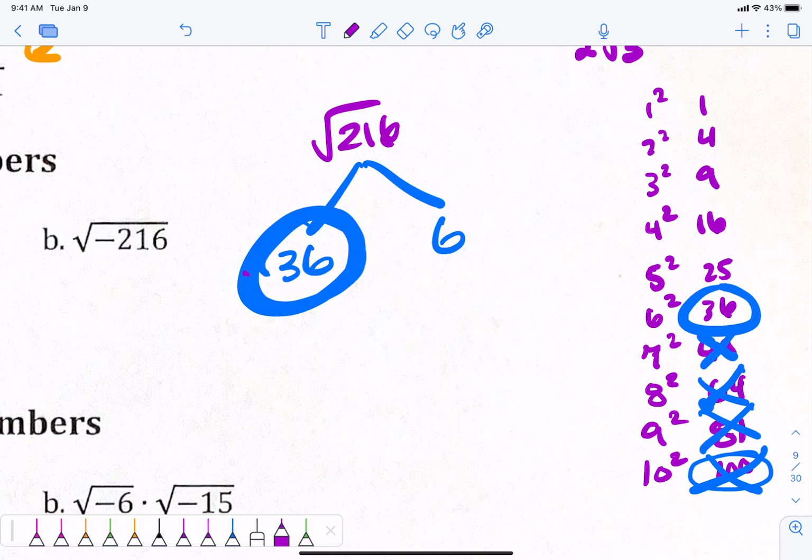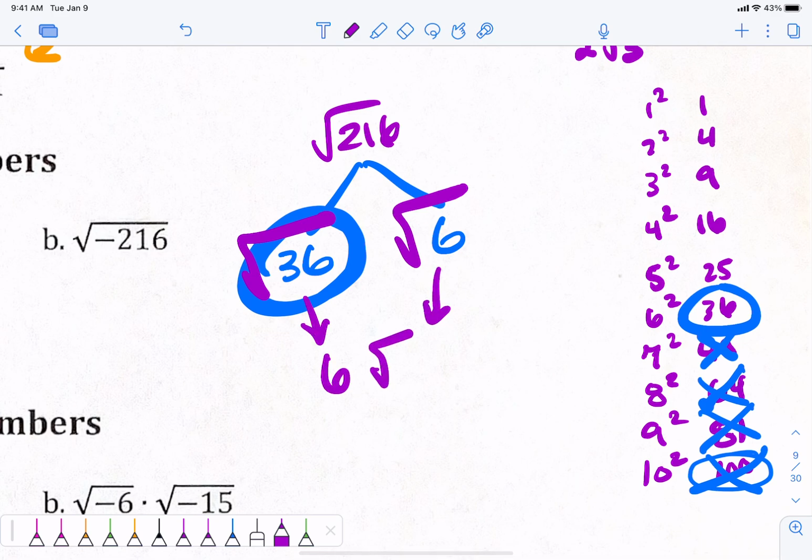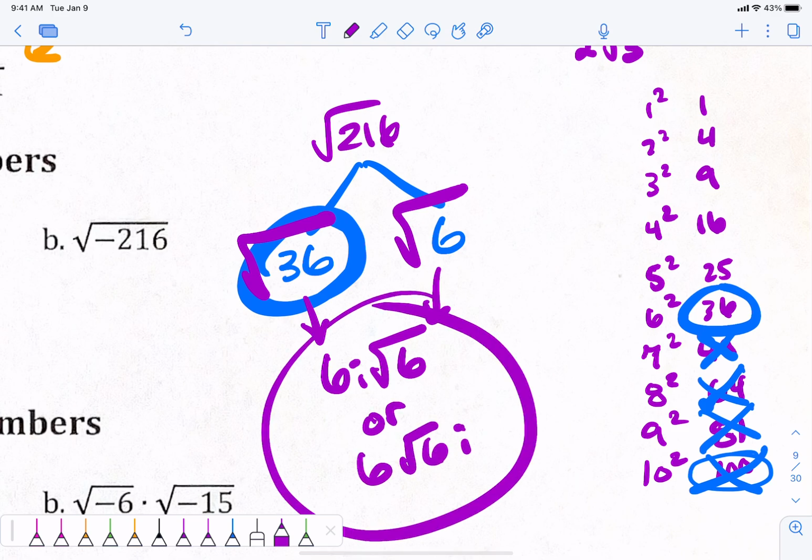All right, so the square root of 36 times the square root of 6 will give me the square root of 216. The square root of 36 is 6, and the square root of 6 just stays as the square root of 6. So 6 square roots of 6. But since it's a negative, we need an i wherever you want to put the i. So you can put it here, or you can say 6 square roots of 6i. Whatever you want.